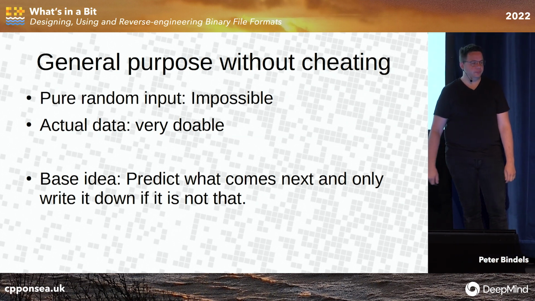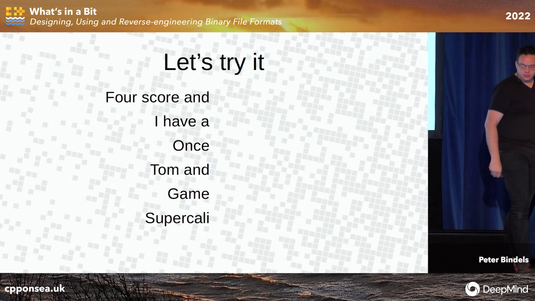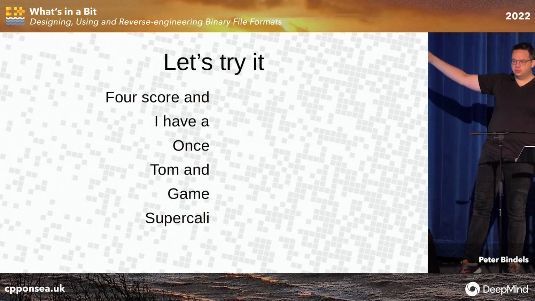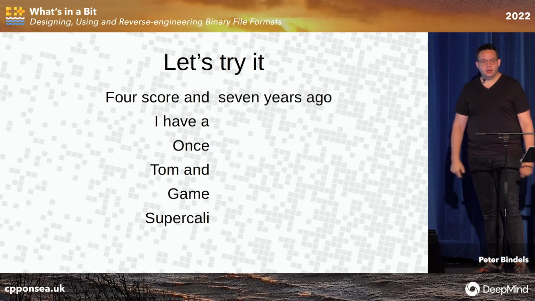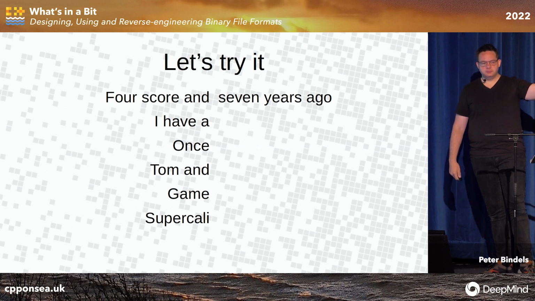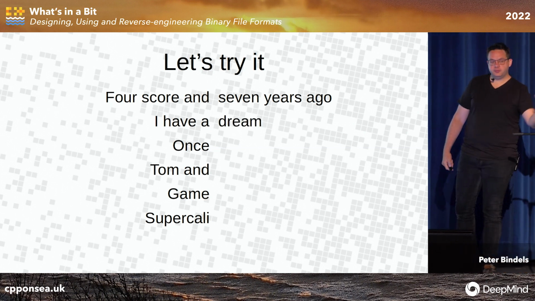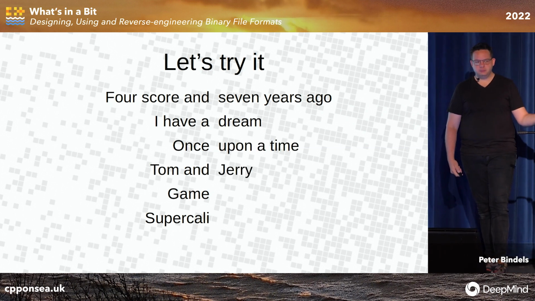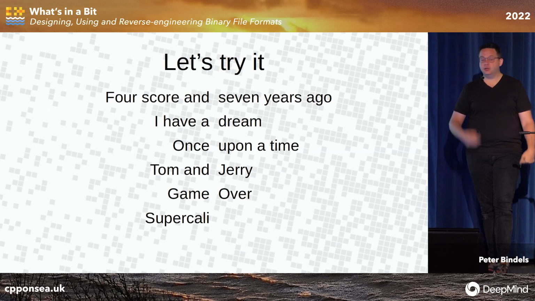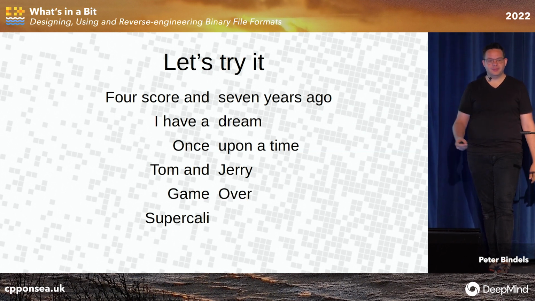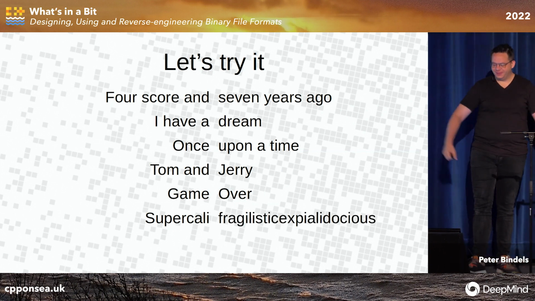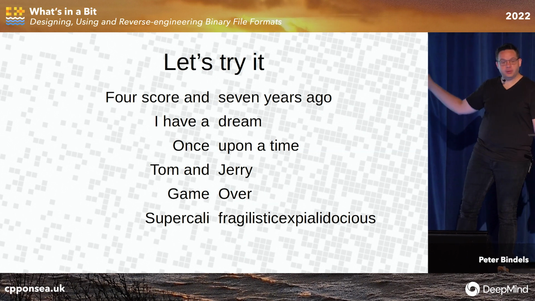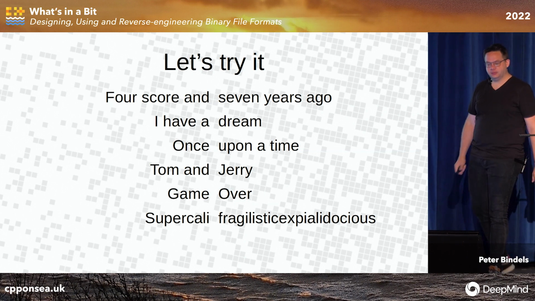So let's see if this works. I'm going to need a bit of audience interaction. So we have a bunch of starts. Fourscore... and 7 years ago. I have a... dream. Once upon a time... comment... game over. And supercali... you're awesome. Now that's a good compression. Fun fact, I had this as my Wi-Fi password at some point. Everybody hated that.